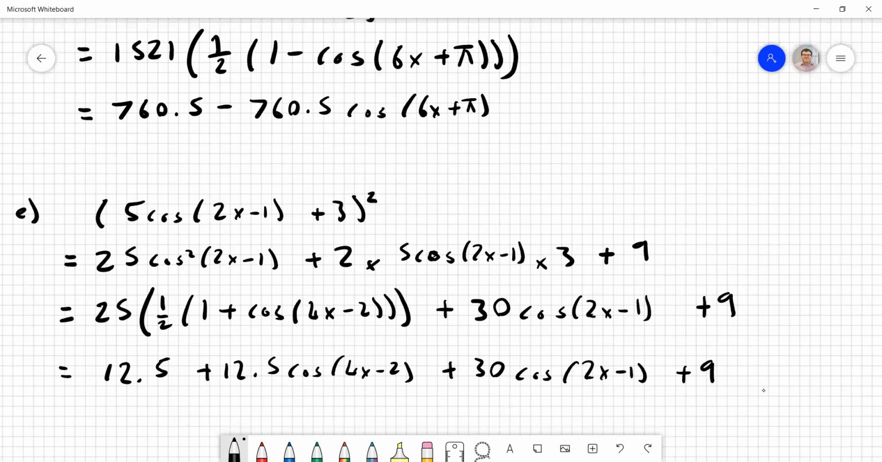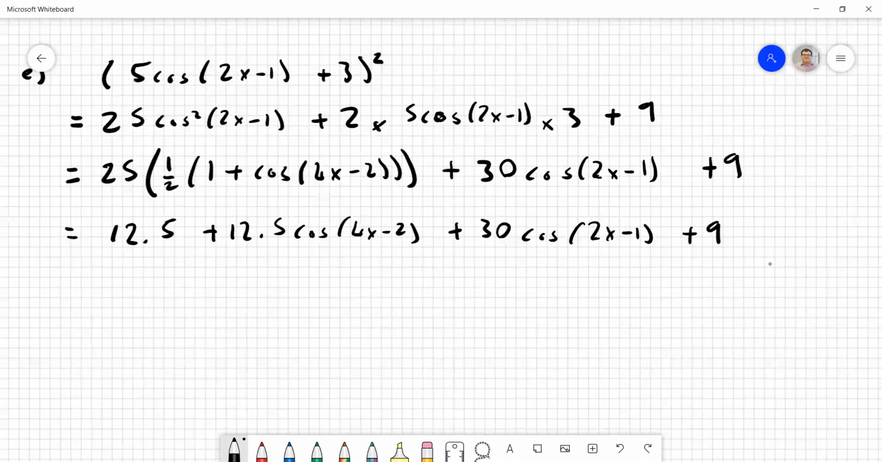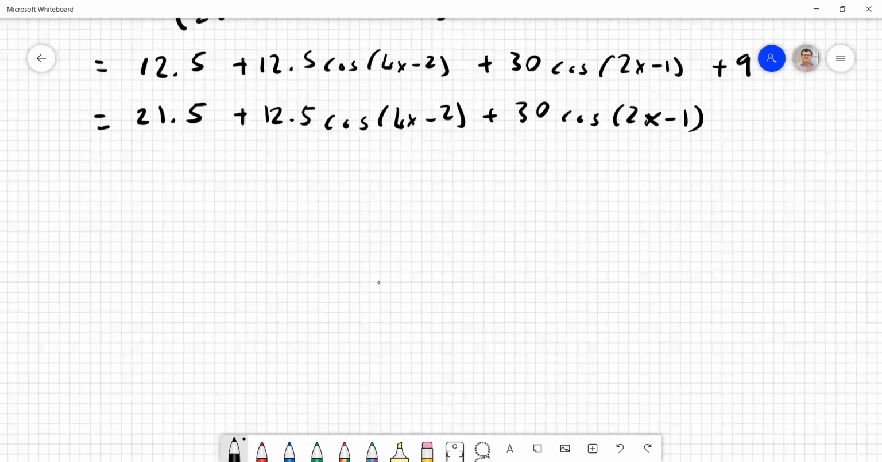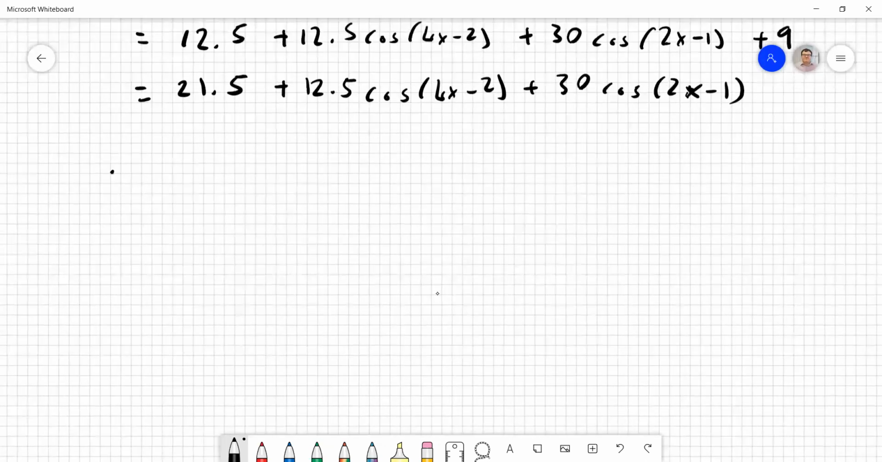But of course, we can always gather like terms, and you can see we've got two numerical terms. We've got a 12.5 and we've got a 9, so we can combine those two, and we can write in our final line of working, we can write 21.5 plus 12.5 cos 4x minus 2 plus 30 cos 2x minus 1. And that's question E. And our final question, question F, we'll write out first and then start to solve it.